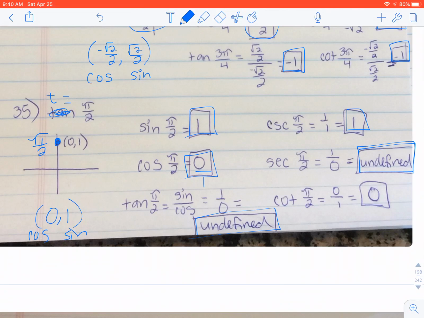The cotangent of pi over 2 is the reciprocal of tangent of pi over 2. So instead of 1 over 0, we now have 0 over 1. 0 divided by 1 is 0. So the answer to that one is 0.